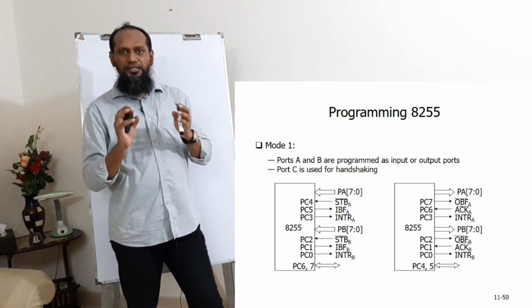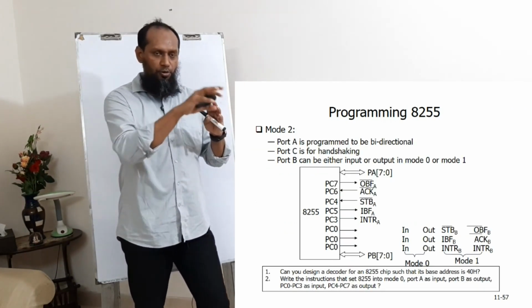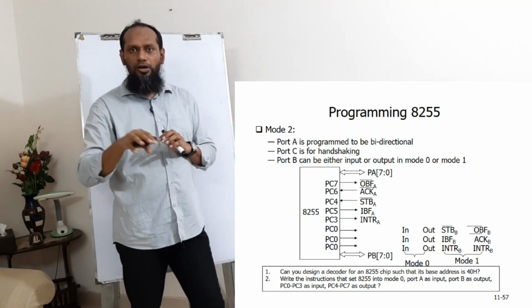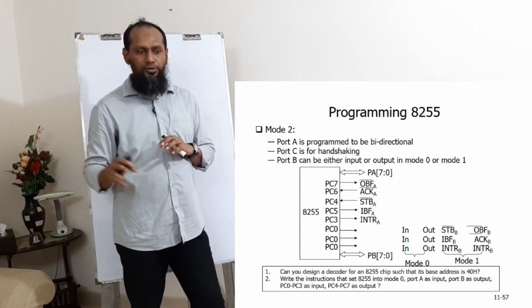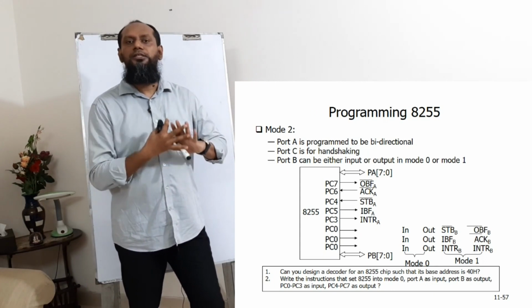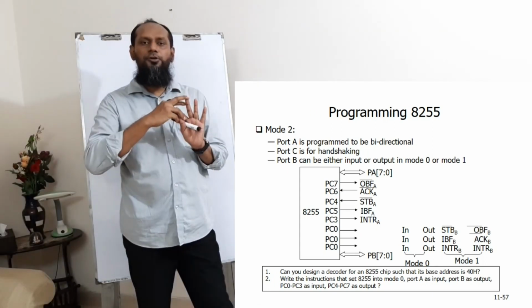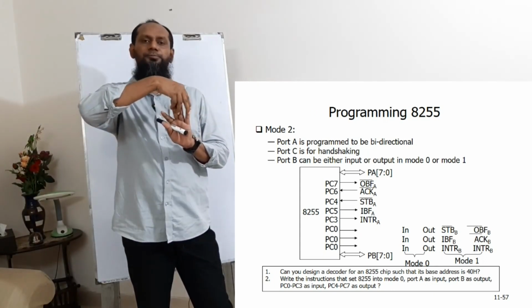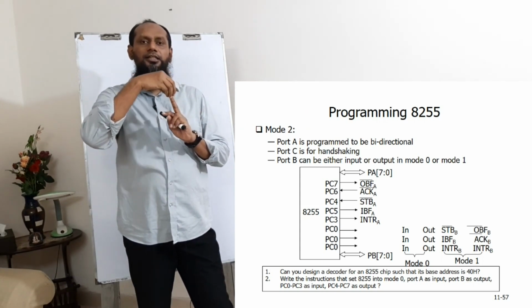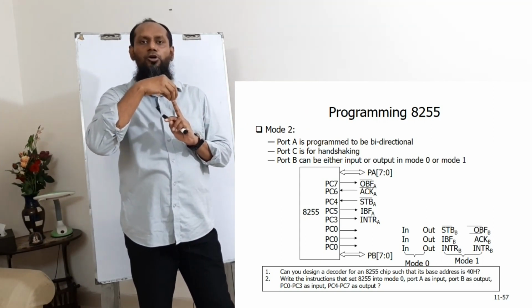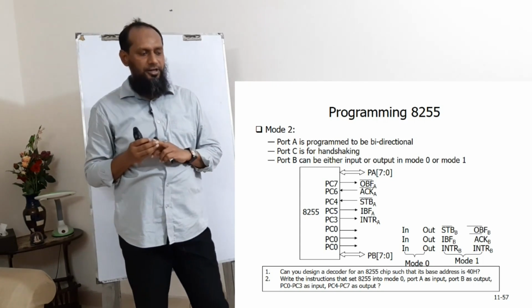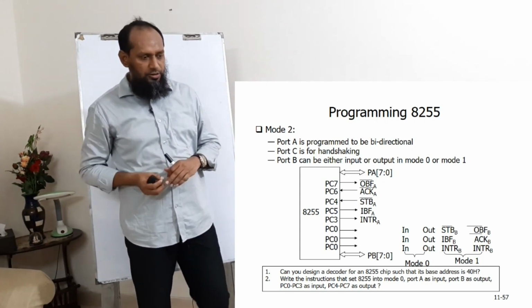Okay, that means since port A will be used for bidirectional I/O, 5 pins are required for this. 3 pins are for in and the other 3 pins are for out. And here the interrupt pin is common for both in and out operation. Okay, so take a look here.